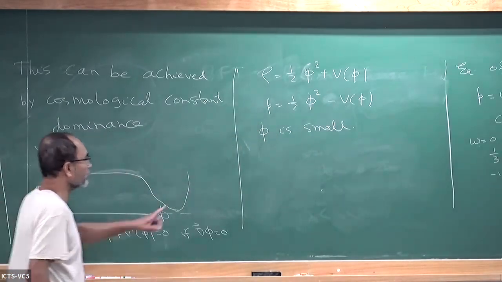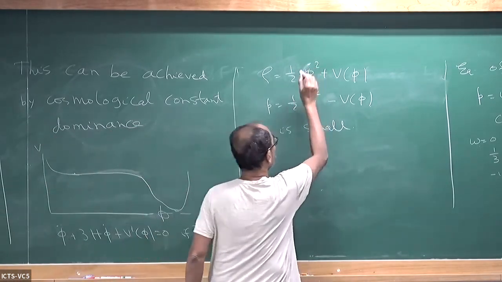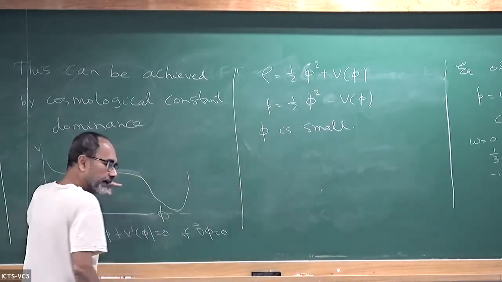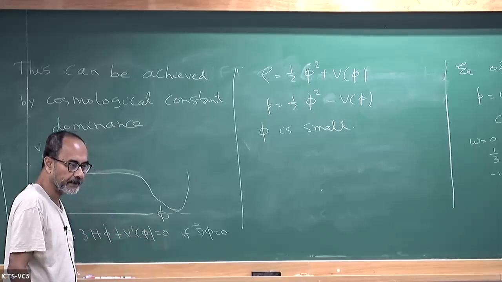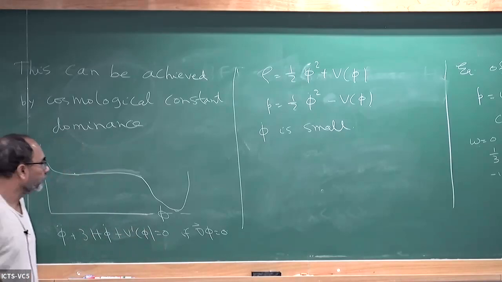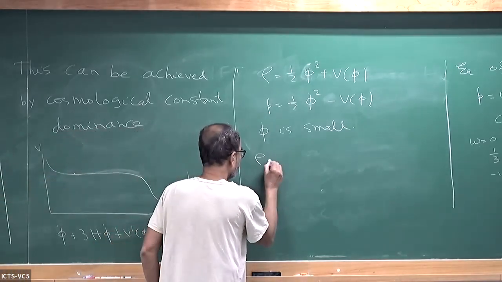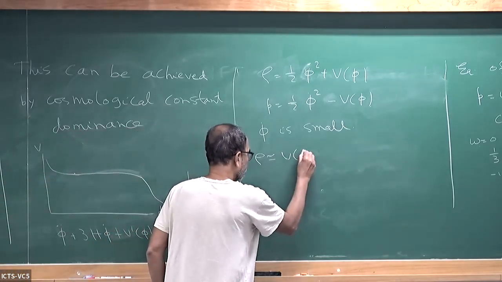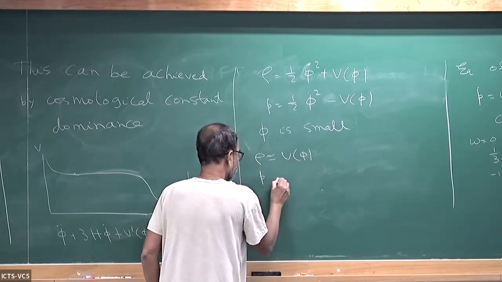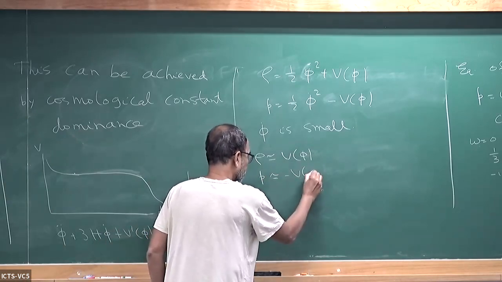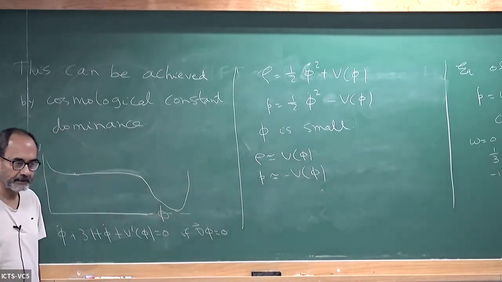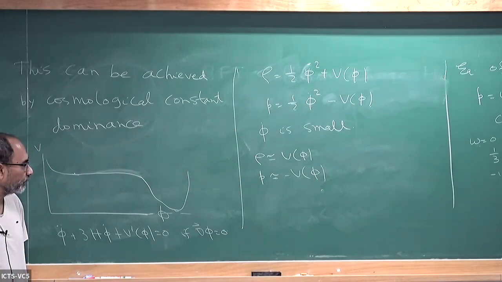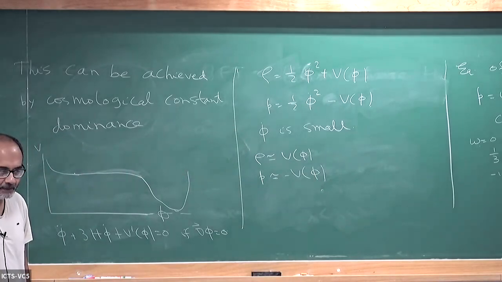So for small phi dot, because it is rolling slowly, the potential is almost flat, so the driving force is small, and there is damping. For small phi dot, we see that rho is approximately V of phi, and p is approximately minus V of phi. So this is as if it's like a cosmological constant: rho equals lambda, p equals minus lambda.